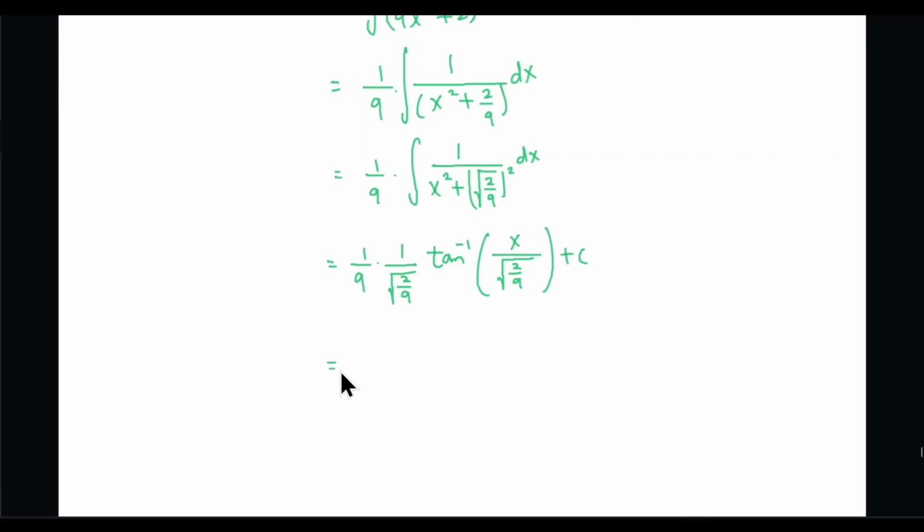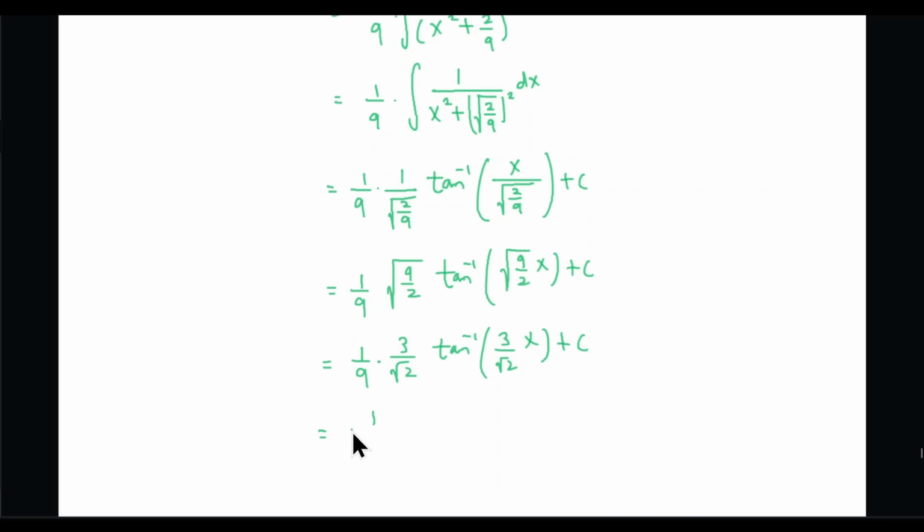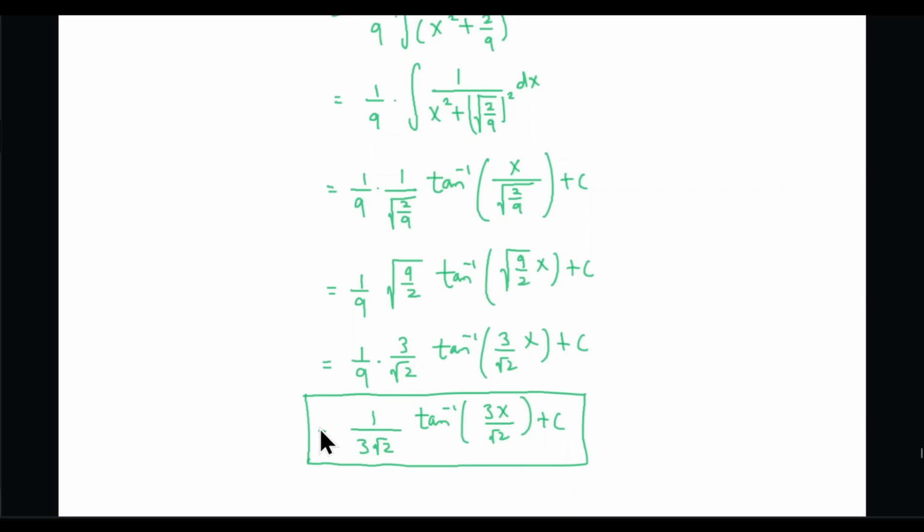Of course, we can simplify this. So 1 over 9, this can be keep change flip, so it will become root of 9 over 2. And once again, this will be keep change flip, so root of 9 over 2 x plus c. And what is square root of 9? Isn't that 3? So 3 over square root of 2, tan inverse 3 over square root of 2 x plus c. And finally 3 times 3 is 9, so 1 over 3 square root of 2 tan inverse 3x over square root of 2 plus c. That should be our final answer. I hope this one makes sense.